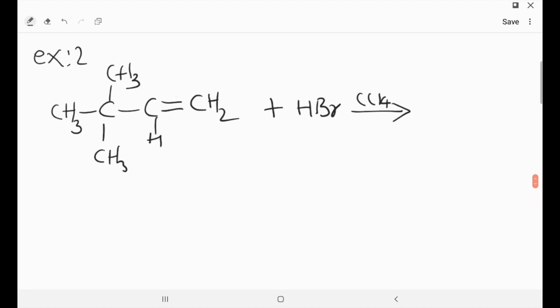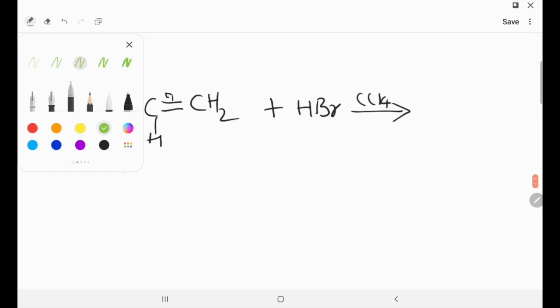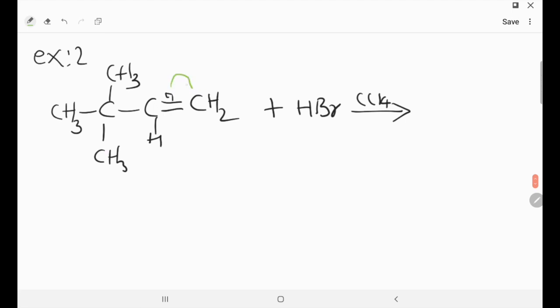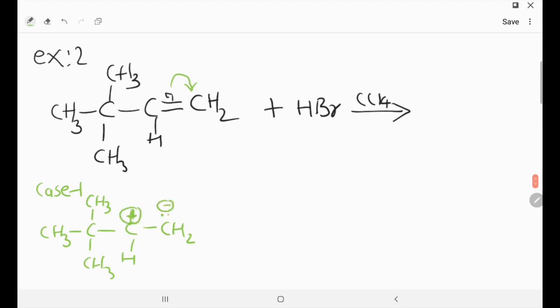You will think that this one is a pi bond. So in case 1, what will you do? Let's check case 1 first of all. In case 1, we are shifting this electron onto this particular carbon. So case 1 will be CH3, C, CH3. Here one more CH3 is here, C, here H, single bond, CH2, plus charge is open here, and negative charge is open here.